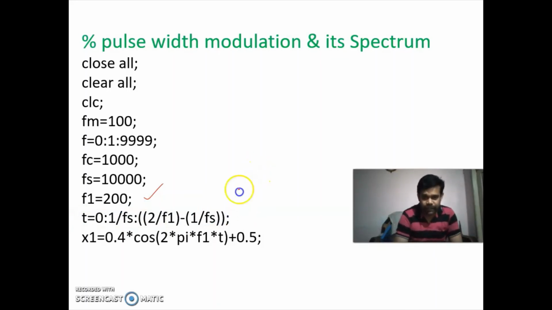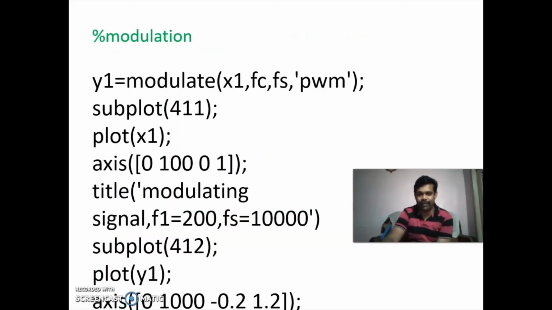Then we are defining the signal x1. Then here you are directly doing the modulation by using the function modulate. That is y1 is equal to modulate of x1, fc, fs. This is the sample frequency, this is the frequency of the carrier and this is the signal. This type of modulation is PWM, so we got the PWM modulated signal.